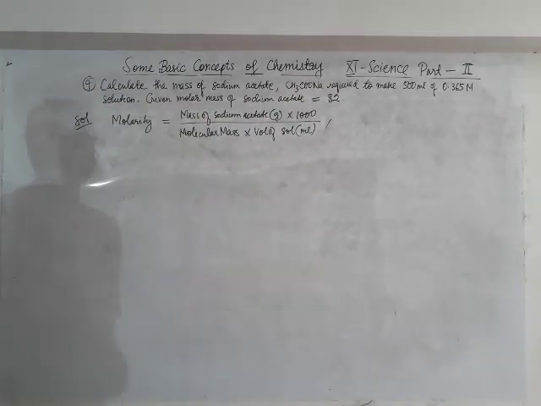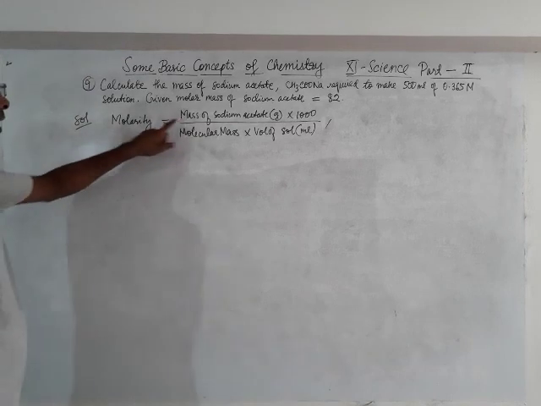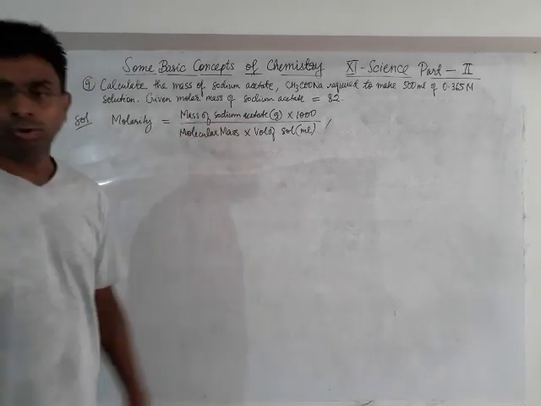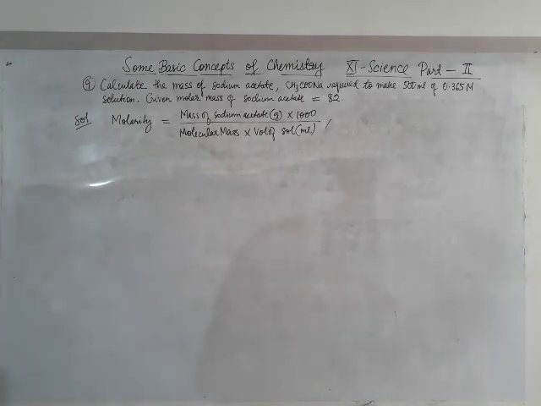Now, you must have gone through the formula which I have given you to calculate molarity. The formula is mass of sodium acetate into 1000 divided by the molecular mass into volume of solution. This is the formula to calculate the molarity of the given solution. So now please write down the formula. Molarity is equal to mass of sodium acetate into 1000 divided by molecular mass into volume of solution.